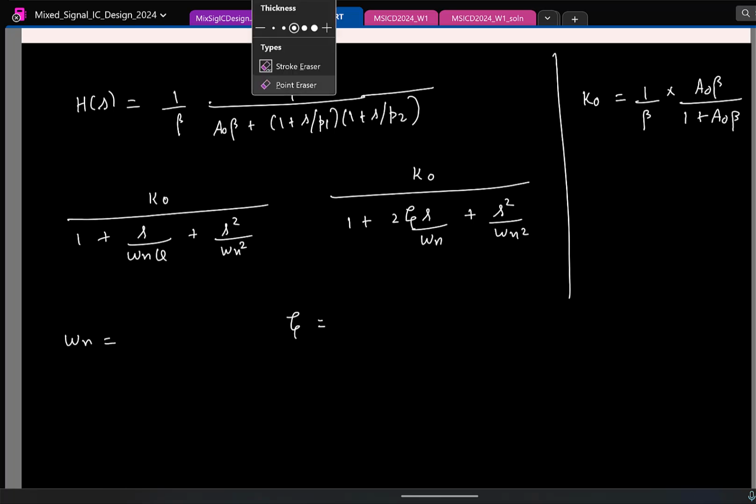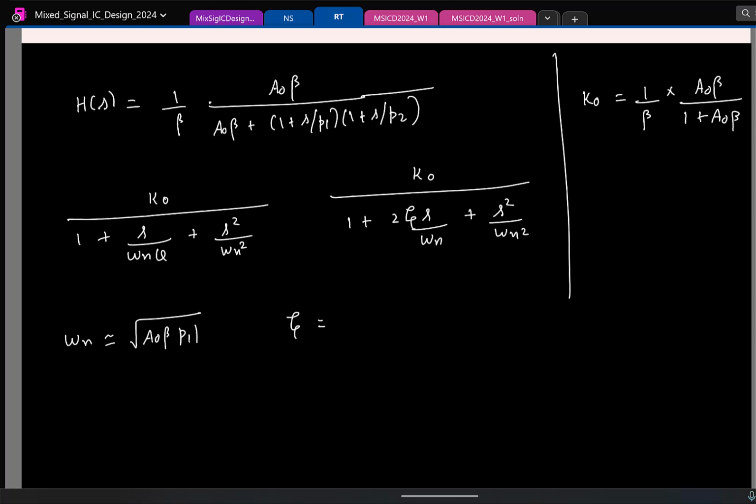Or it's okay, let's not spend time on that. It's algebra. Let me do it quickly. I think this should be approximately root of A naught beta times P1 P2, right? And this should be, I think, something like this. If someone did it quickly, tell me if it's correct. Otherwise, let's assume this is correct and move on. Yeah, makes sense to me.